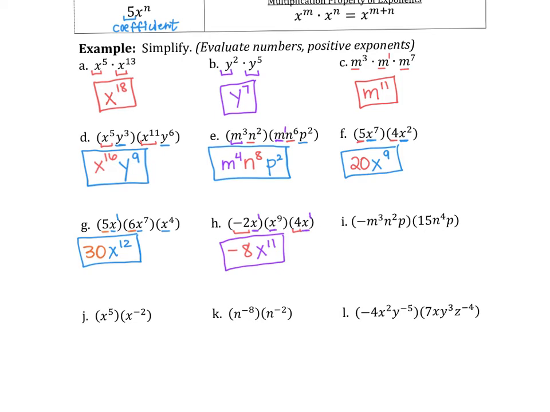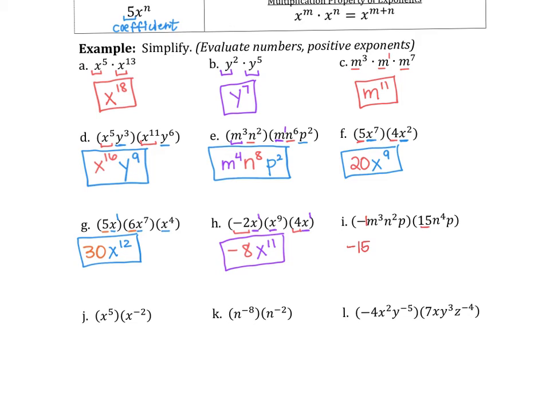Okay, i. Negative m to the 3rd, n to the 2nd, p, times 15 n to the 4th, p. And I'm using the same concepts every time. I'm just kind of making them more complicated. Okay, now there's a coefficient of 15, and then there's this negative here. I could make it a negative 1, or I could leave it a negative, but either way I have to do negative 1 times 15, or negative times 15. So I'm going to get negative 15.